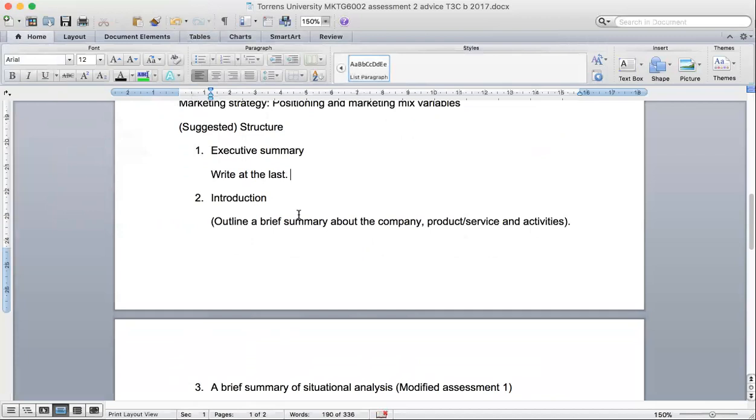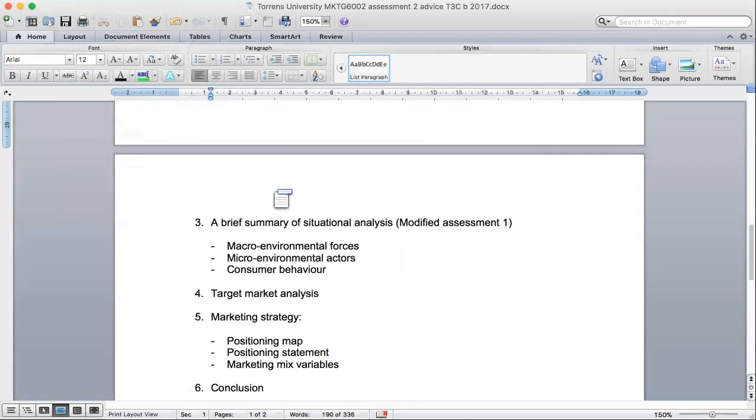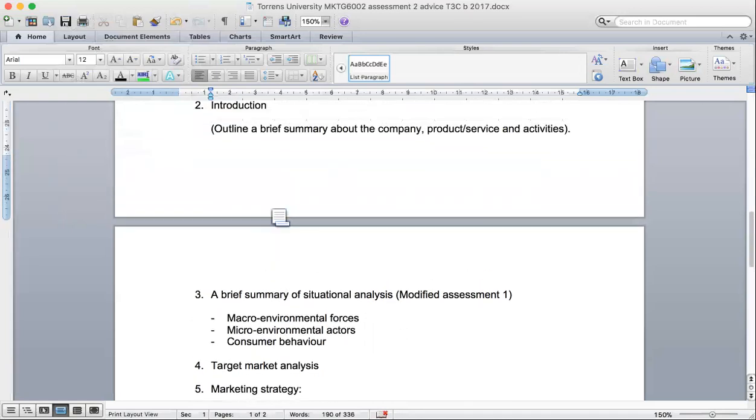Now the introduction, again, the same thing: outline a brief summary about the company, product, service, and activities. Look, I do not recommend you copy and paste because you may increase your similarity index if you do, okay? So tweak your introduction, tweak anything that you want to use from assessment 1.